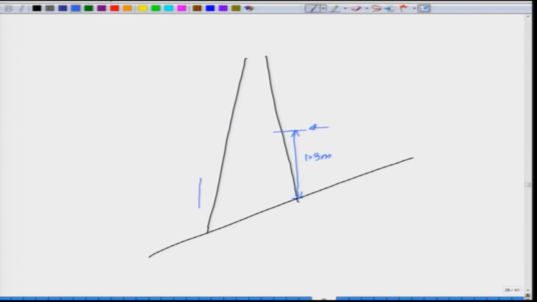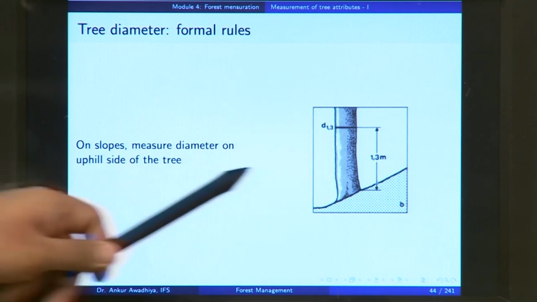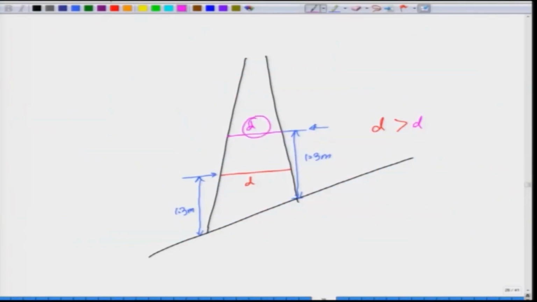But if you take this 1.3 meters here, you reach this height. Now, it is quite evident that if you consider this diameter small d, and this diameter, then we can very easily see that this d is greater than this d. So, in this case you have to devise a rule. Where do you measure it, on the upslope or the downslope? So, the rule says that on the slopes, measure diameter on the uphill side of the tree. So, you will measure it here, and so this is the correct value and this is not the correct value.